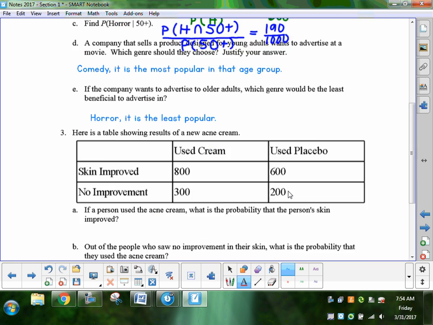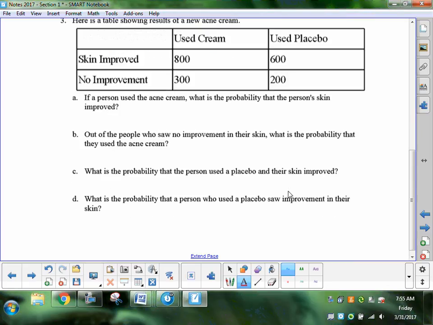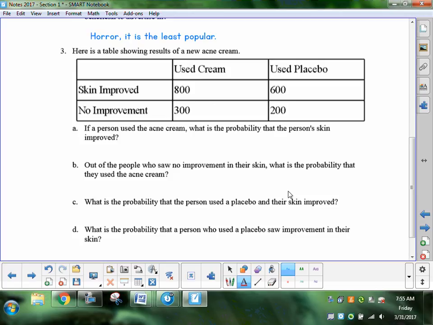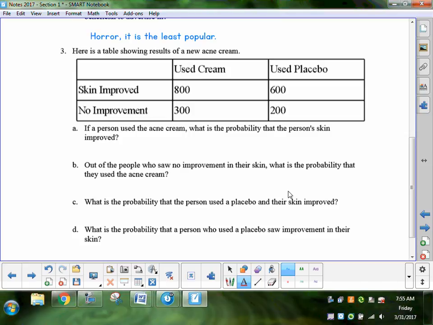All right. Let's go and look at question number 3. Go through right now and answer A and B. Sarah, did you get an answer for A? Yeah. What did you write out?